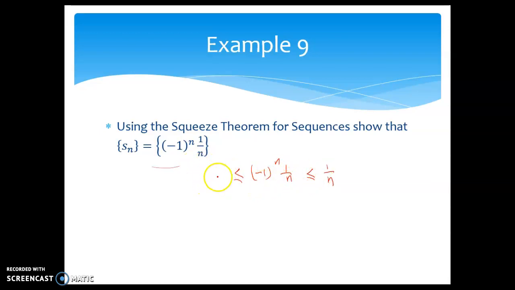So we think of a function that will bind these two functions, or will sandwich this function. So it's going to be -1 over n. If we take the limit of -1 over n as n goes to infinity, this must equal the limit as n goes to infinity of 1 over n, and that should be equal to 0. That means the limit of this function here is going to be equal to 0.